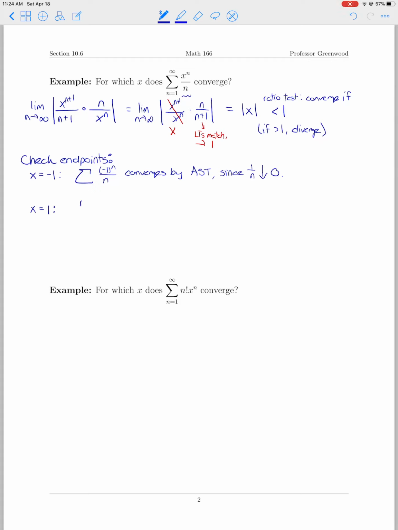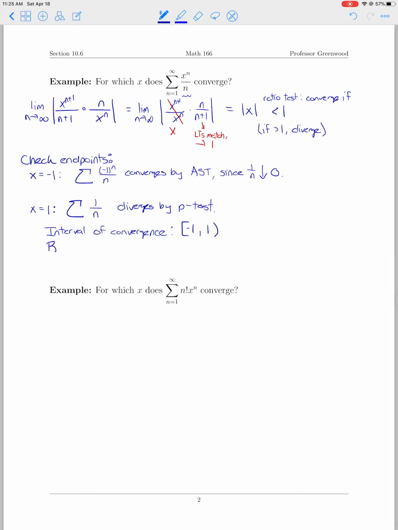The other series, when I plug in x equals 1, that's the sum of 1 over n, because 1 to the n is always just 1. And this one diverges by the p-test. And so now we've checked every possible value of x and seen whether or not it converges or not. And so in this case, the interval of convergence, or the range of values where this series does converge, is going to be -1 included up to a +1 that's not included.